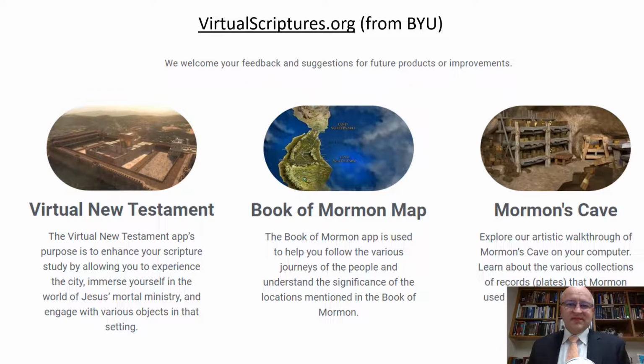The second part of virtualscriptures.org is a Book of Mormon map. And in the map, it really is designed to help you better understand the journeys of people as they go from location to location in the Book of Mormon. The third part is exploring an artistic walkthrough of Mormon's Cave on your computer. Kind of fun, but we're going to focus on the Book of Mormon map.